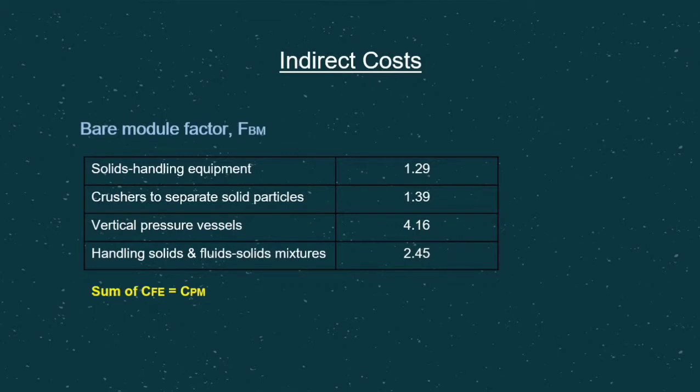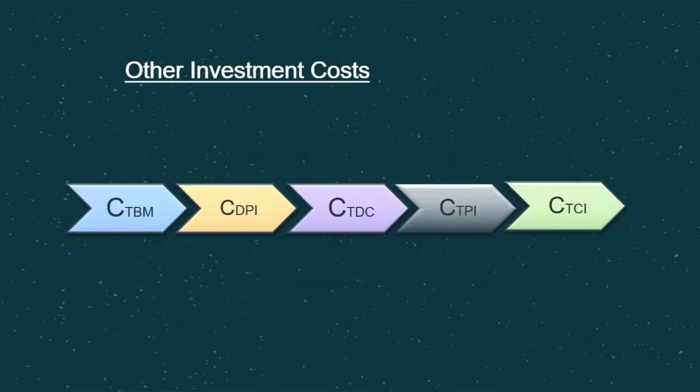The sum of the cost of all the fabricated equipment is equal to the CPM, or cost of process machinery. Other investment cost, and this is the flow of the other investment cost calculation. First we will calculate the CTPM and then CDPI, followed by CTDC and CTPI, and finally the CTCI will be obtained.